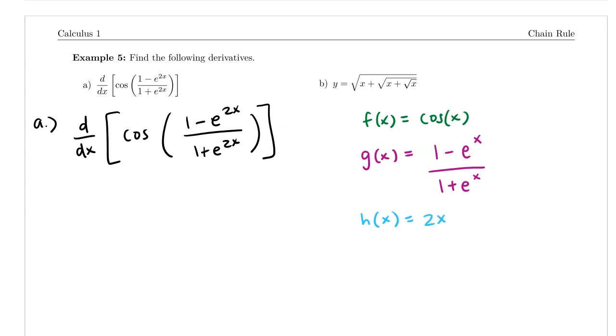Now, I'm going to go through this and talk our way through it. When we're taking the derivative, we want to take the derivative of cosine first. So that's negative sine. And then I'm keeping the entire inside the same.